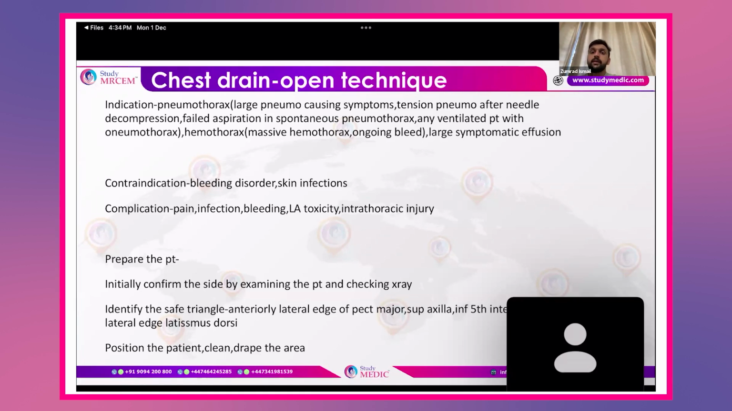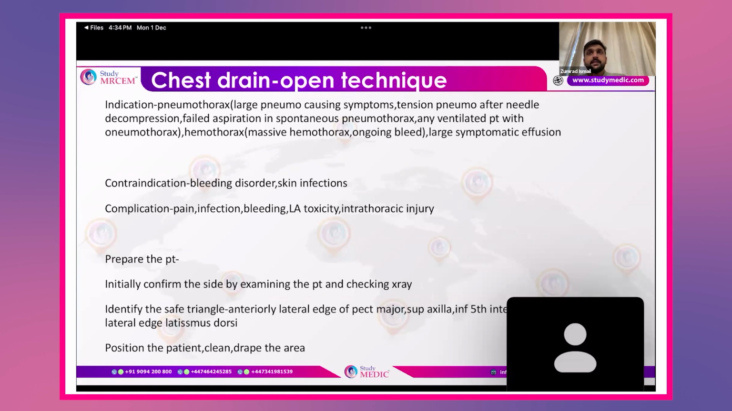How do we prevent the complications? For pain, we'll give pain medications and local anesthetics. To avoid infection, we'll do it in a sterile environment using sterile equipment and sterile technique. Local anesthesia toxicity is a major complication that can appear. To avoid that, we'll use the correct dosage of local anesthetic, reduce the dose in the extremes of age, and inject by aspirating and then injecting, aspirate, inject, so that we ensure it is not injected into the vascular space.